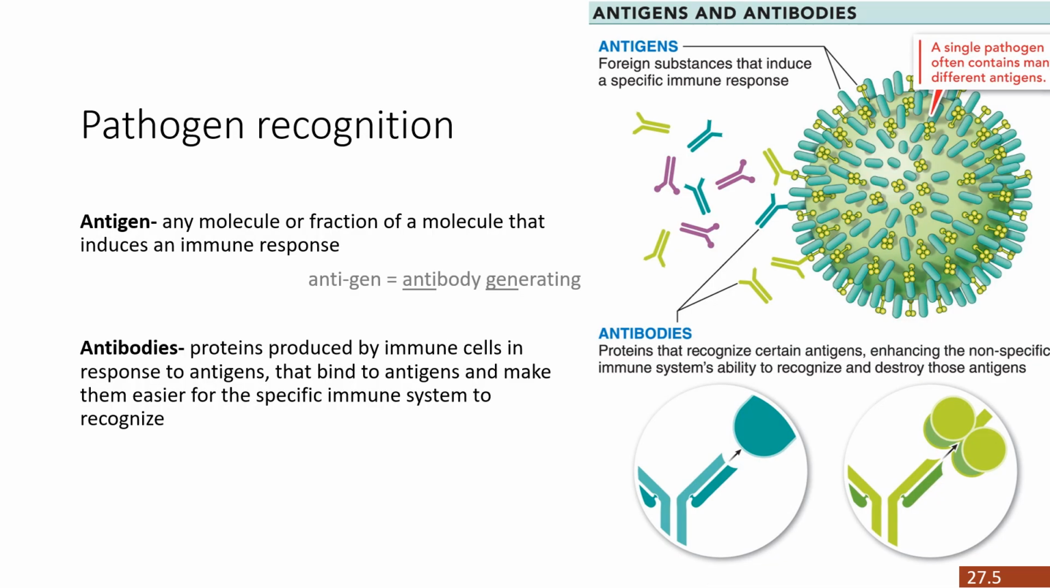Cells in the specific immune system recognize antigens, which are molecules or fragments of molecules, usually from a pathogen, that induce an immune response. When the cells recognize an antigen, they produce proteins called antibodies. Antibodies bind to specific antigens and act as a flag, making them easier for the immune system to recognize.